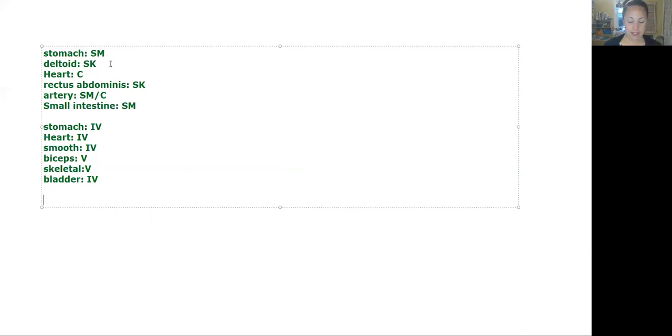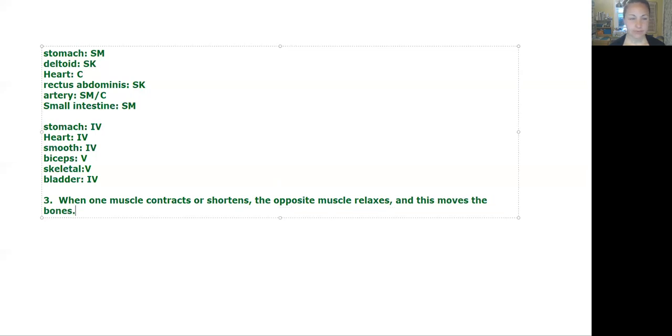Number three, explain how skeletal muscles work to move the bones. Okay, so we talked about how skeletal muscles have opposite relationships with another muscle. So when one contracts or shortens, contract means to shorten up. When one muscle contracts, the opposite one relaxes, and this makes your bones move. So we're gonna say, when one muscle contracts or shortens, the opposite muscle relaxes, and this moves the bones.